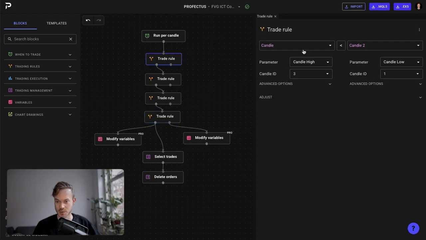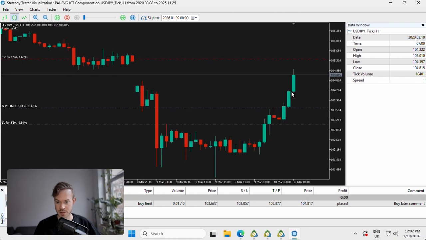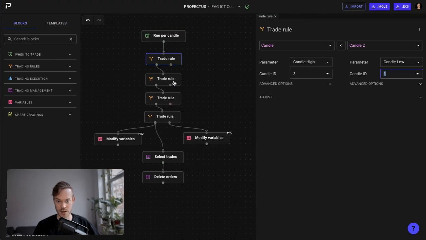So the first one was pretty much the candle low of the most recent candle close must be above the candle high of the third candle. That is definitely given here, right? This is candle ID number 1, 2, 3. And we see it's definitely above the candle ID number 3. Now we go to the second block. So this condition is met. So this condition is being triggered.